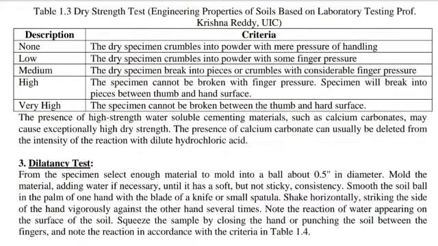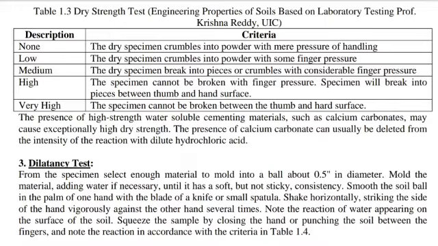Description: none. Criteria: the dry specimen crumbles into powder with mere pressure of handling. Description: low. Criteria: the dry specimen crumbles into powder with some finger pressure. Description: medium. Criteria: the dry specimen breaks into pieces or crumbles with considerable finger pressure. Description: high. Criteria: the specimen cannot be broken with finger pressure. Specimen will break into pieces between thumb and hard surface. Description: very high. Criteria: the specimen cannot be broken between the thumb and hard surface.